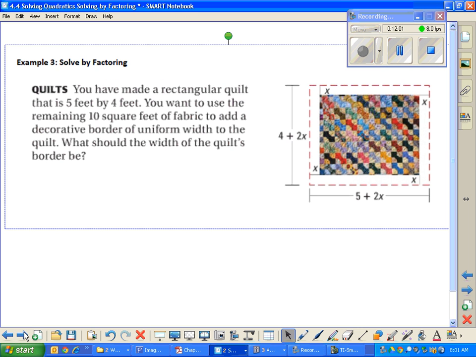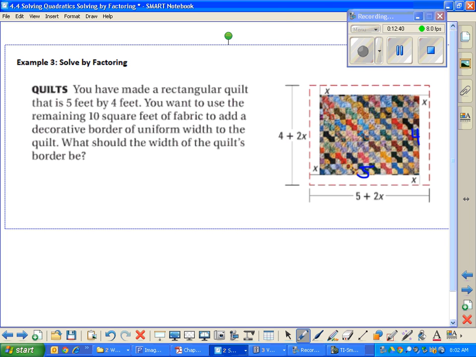To wrap up our video lesson today, we have an application problem. We'll go ahead and read this together. It says, you have made a rectangular quilt that is 5 feet by 4 feet. I like to mark up my diagram a little bit. This part of my quilt is 5 feet, and this part of my quilt is 4 feet. You want to use a remaining 10 square feet of fabric to add a nice border that's the same width all the way around, a uniform width, to the quilt. We're going to answer this question: what should the width of the quilt's border be?